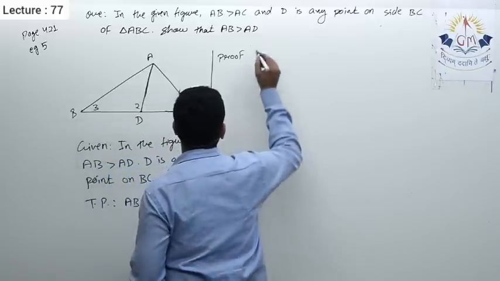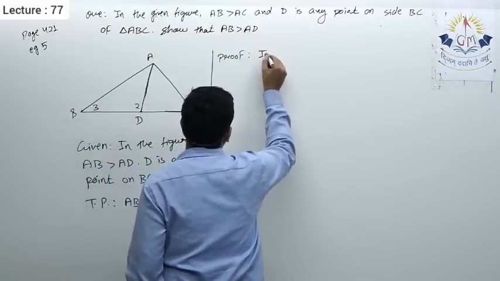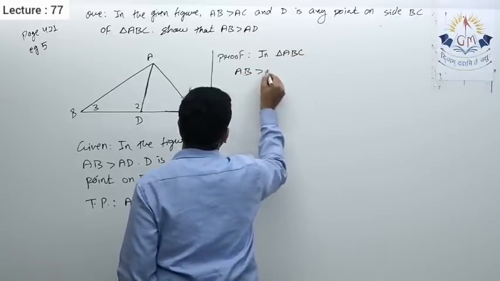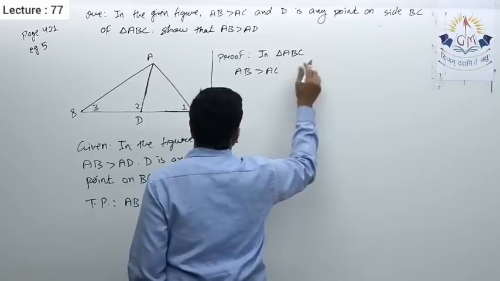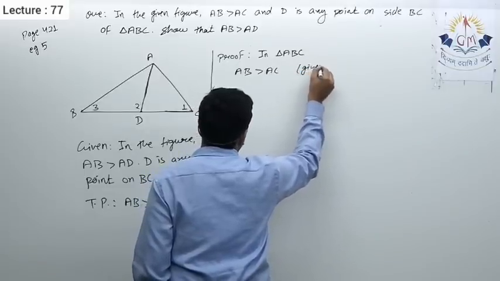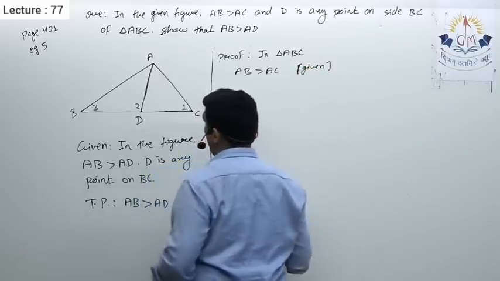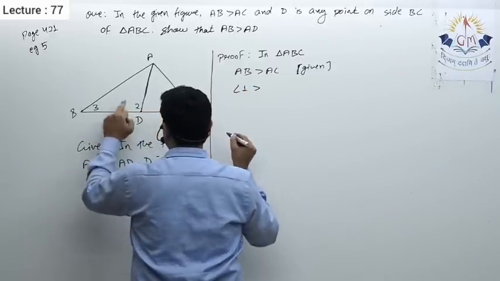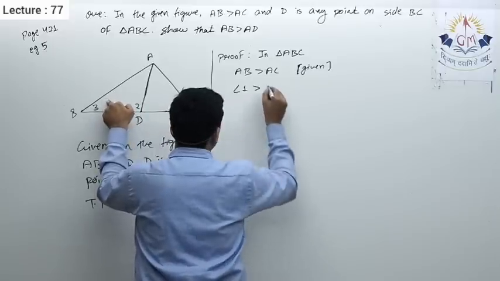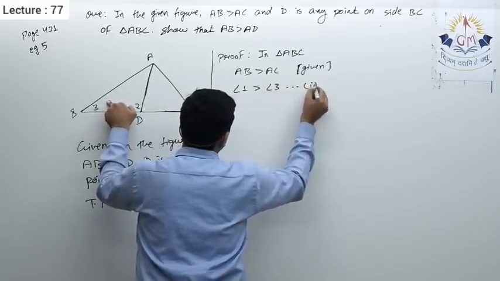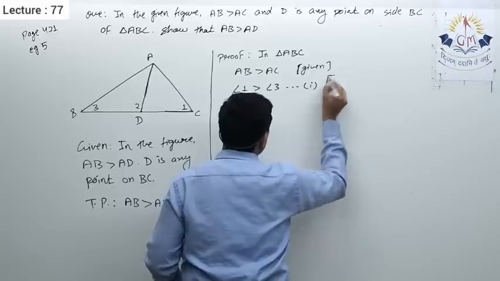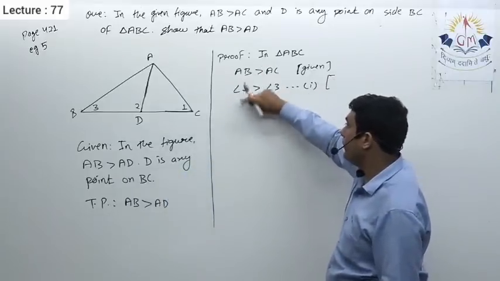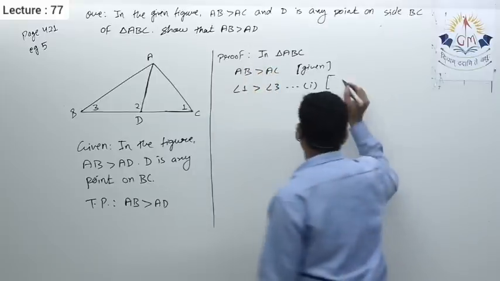Now here it is given AB is greater than AC. So in triangle ABC, AB is greater than AC, so the angle opposite to AB, that is angle 1, is greater than the angle opposite to AC, that is angle 3. Let this be the first reason: in a triangle, the angle opposite to the longer side is greater.